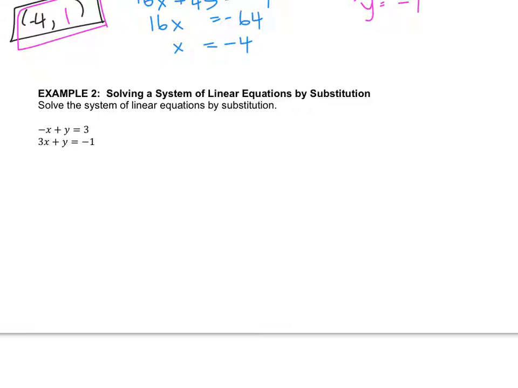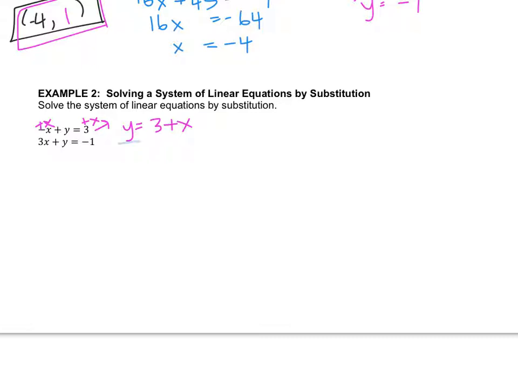So it doesn't matter. I'm going to do the first one. So if I add x to both sides, I know I'm writing it on top when we usually write it on the bottom, but if I add x to both sides, I will just get y equals 3 plus x. Now that the y is by itself, I can take it and plug it into the other equation.